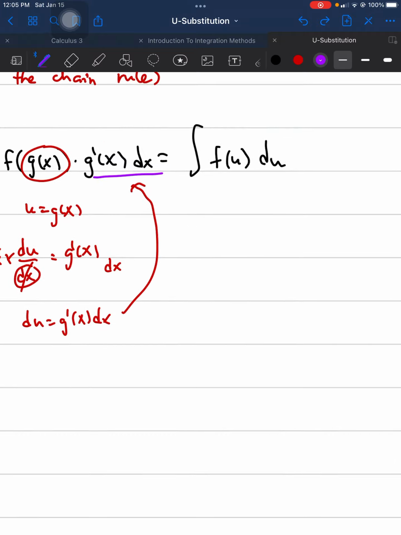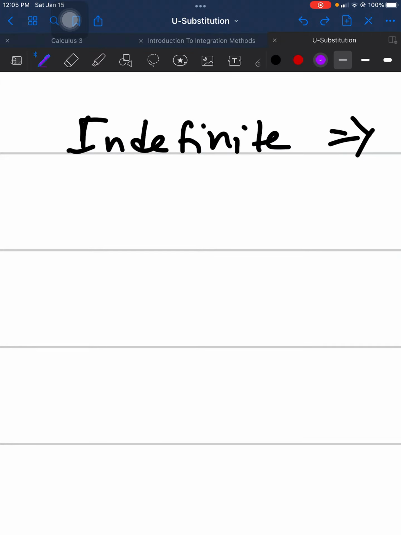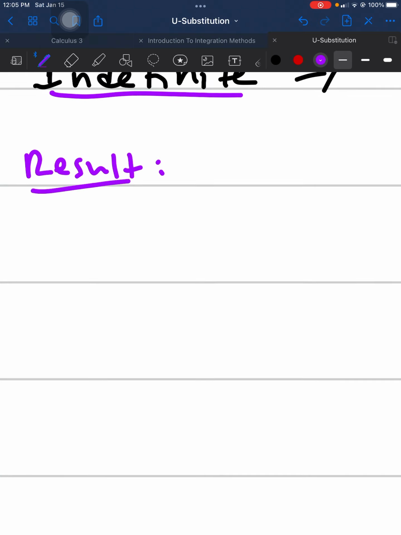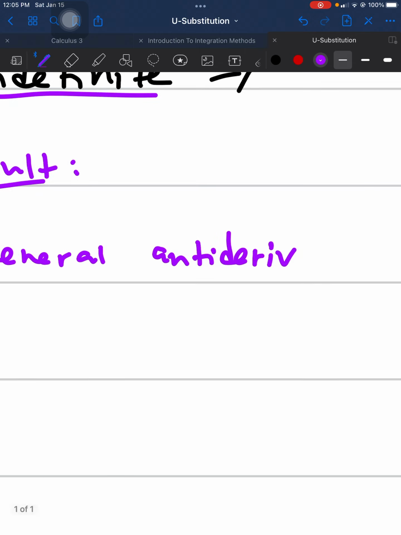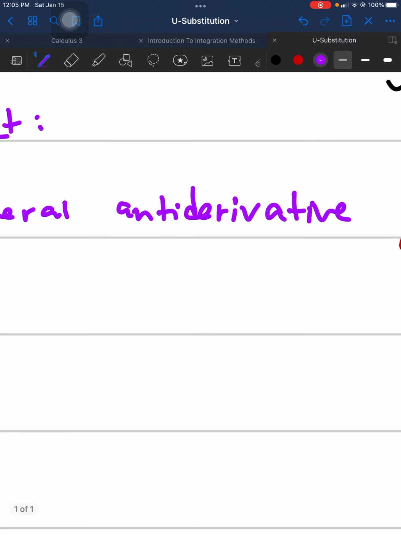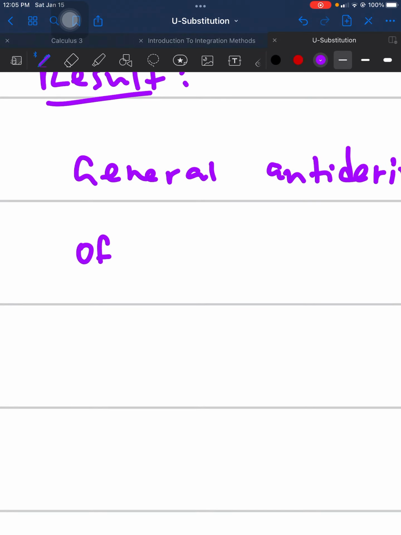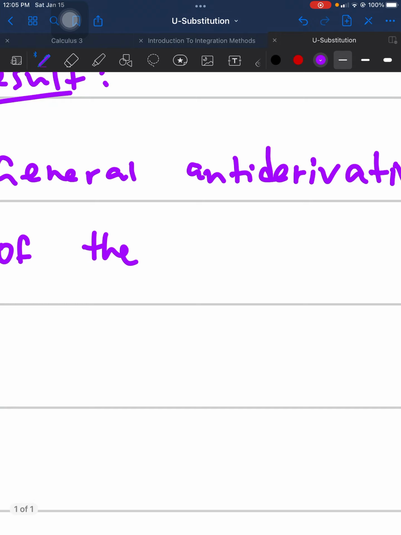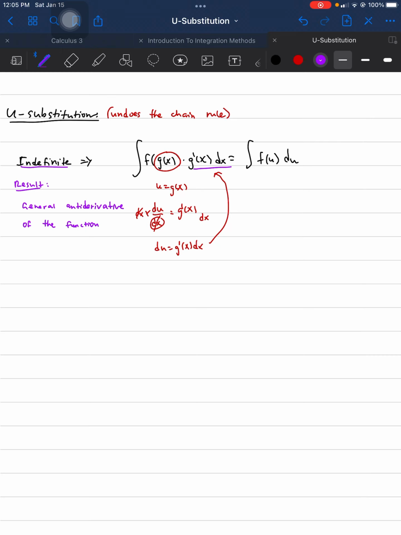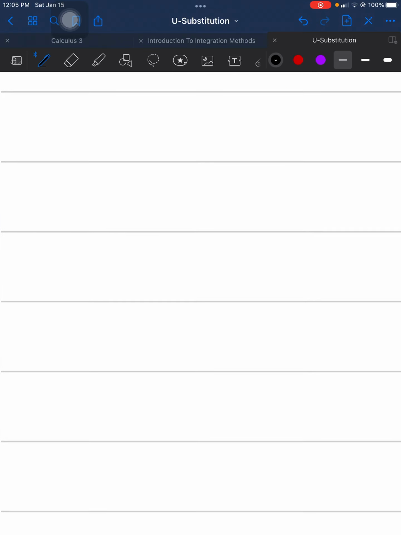So the result of indefinite U-substitution is a general antiderivative of the function. But for definite integrals, we're going to actually get an area, a whole area underneath the curve. So let's go on to definite.